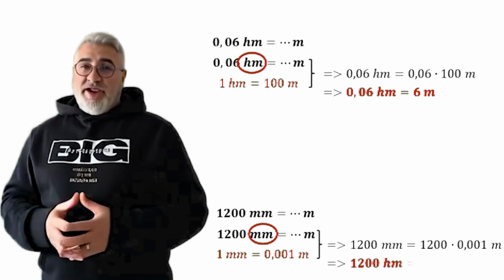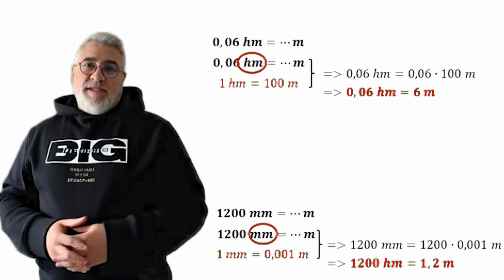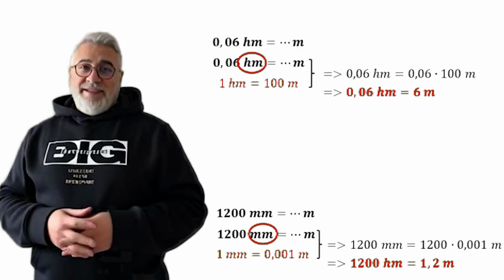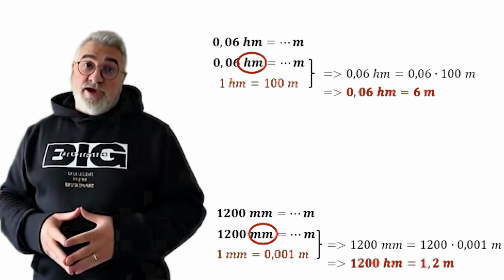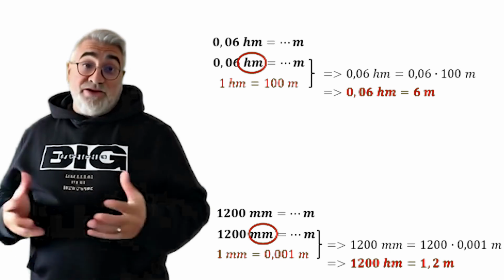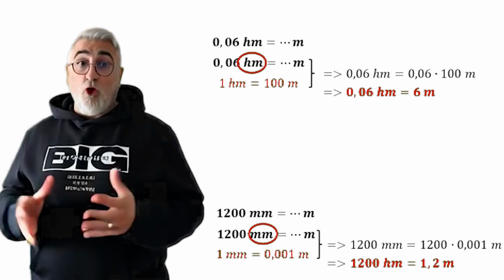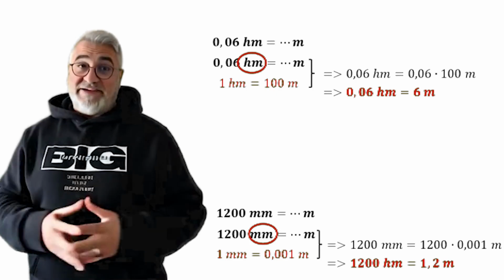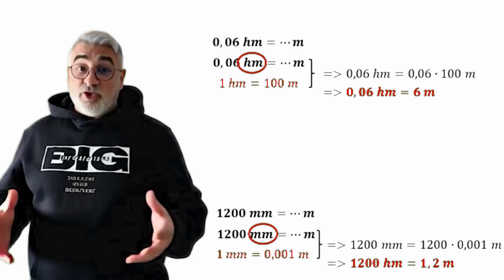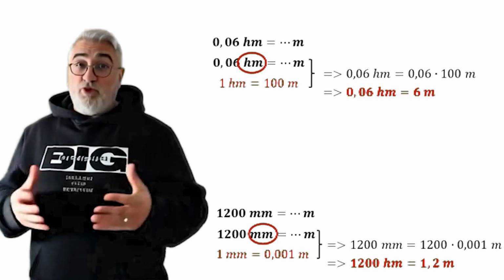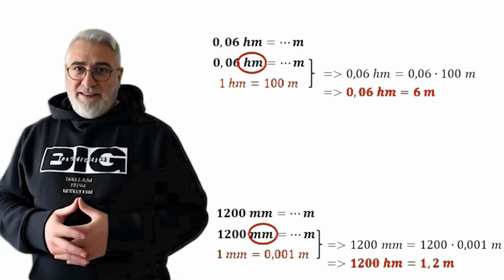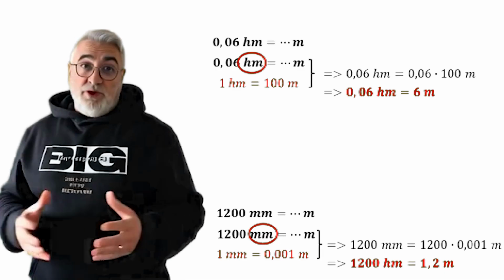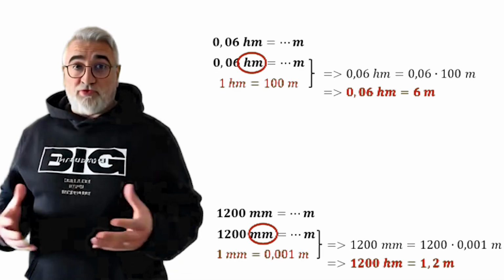Now we apply this relation to the given value. We keep the number 1,200 and replace the unit. So 1,200 millimeters becomes 1,200 multiplied by 0.001 meters. We now perform the multiplication step by step. 1,200 times 0.001 gives 1.2. We can now write the final result. 1,200 millimeters is equal to 1.2 meters.